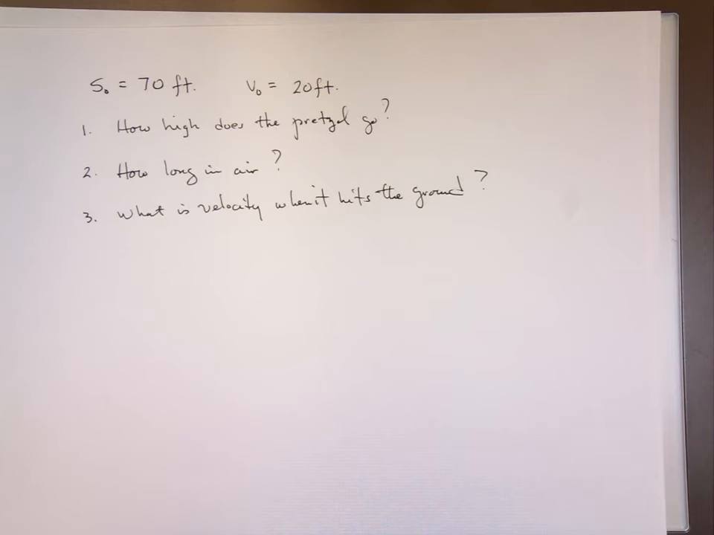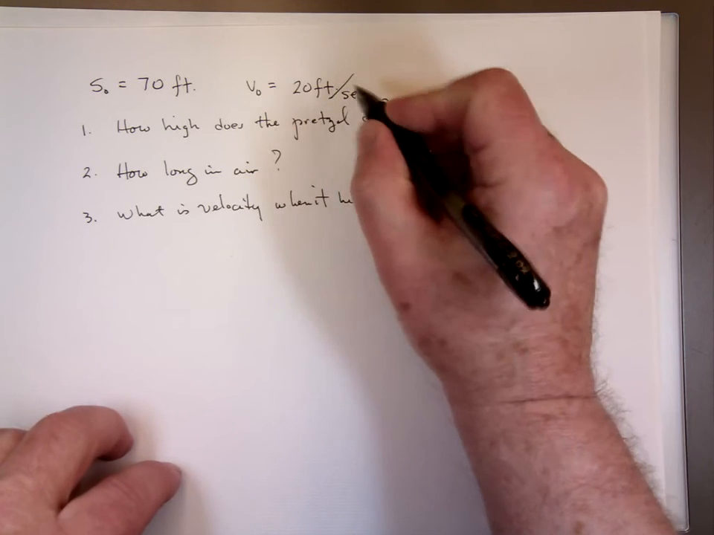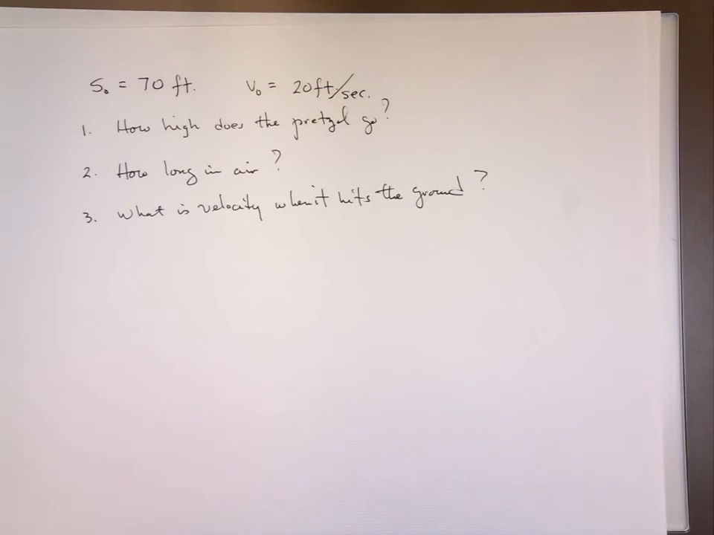The velocity was feet over second, right? The initial velocity is 20 feet per second. And the initial height is 70 feet, right? Okay. All right. I don't know. You want me to do it?